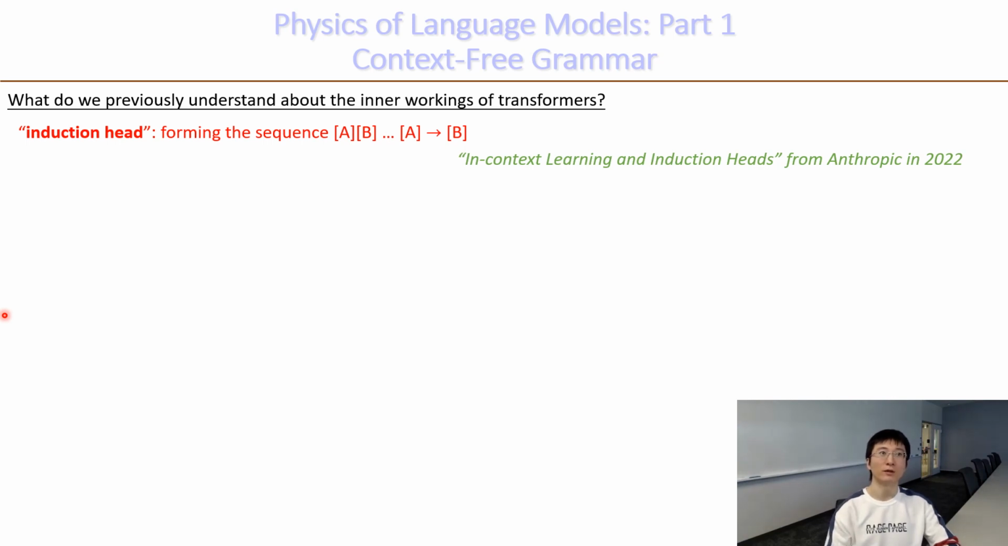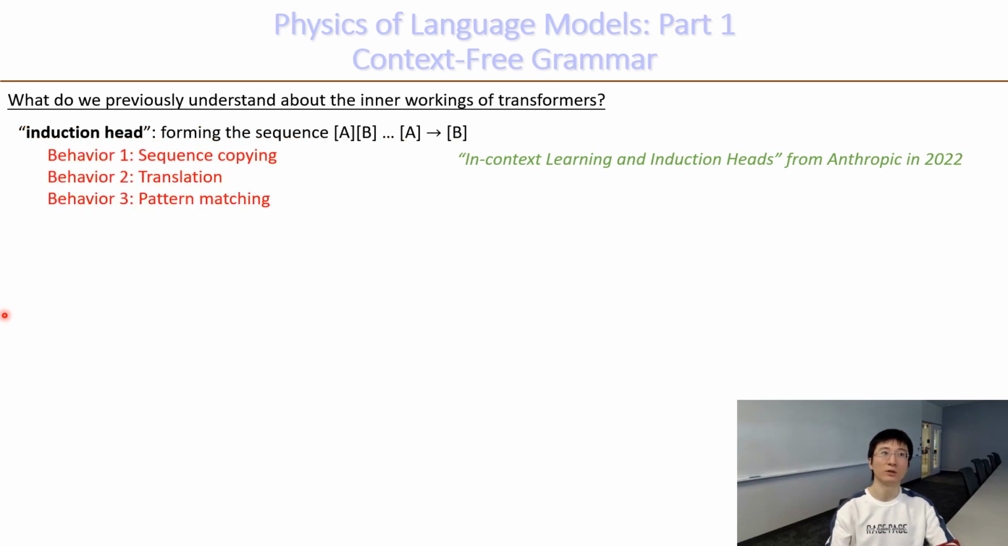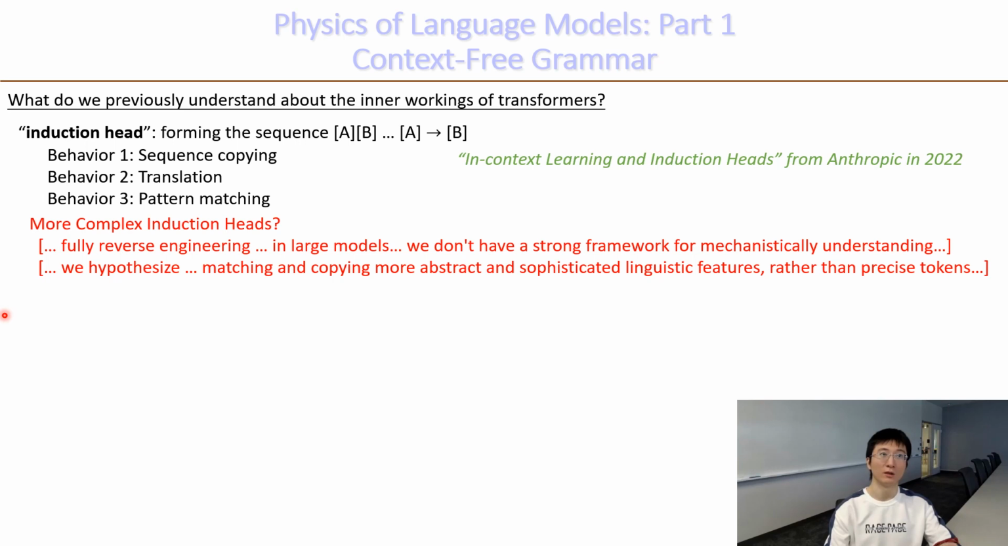Using this finding, you can interpret the transformer on fulfilling tasks such as sequence copying, translation, and pattern matching. But then how about more complex tasks? And how about more complex induction heads?